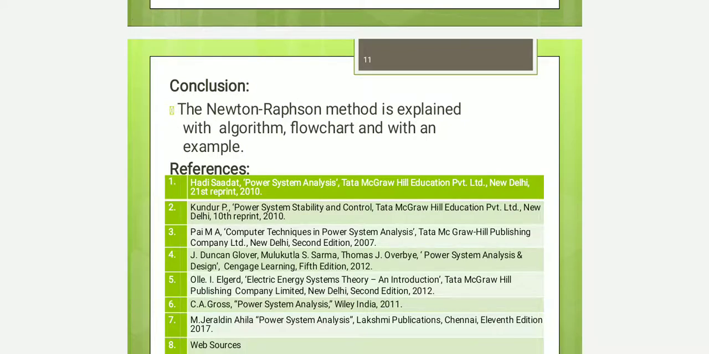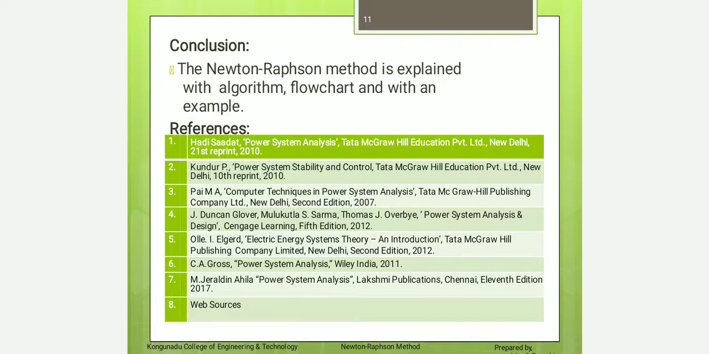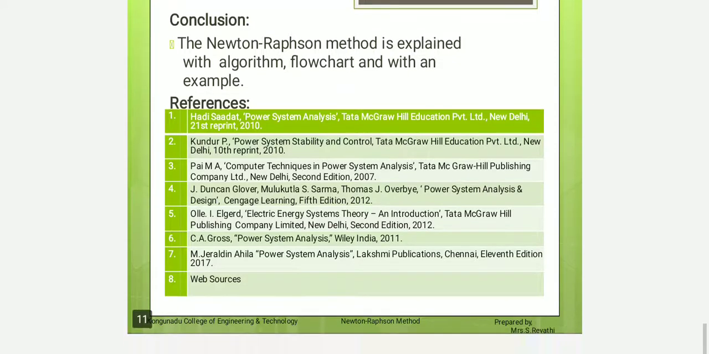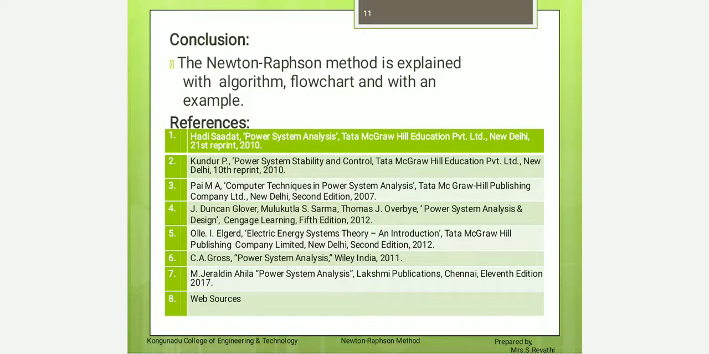Conclusion: it is explained with an algorithm, flowchart, and with an example. And these are the references. So you can follow any books or references that I have given here. These are different editions which are used to explain the Newton-Raphson method very clearly by taking different examples. Thank you.